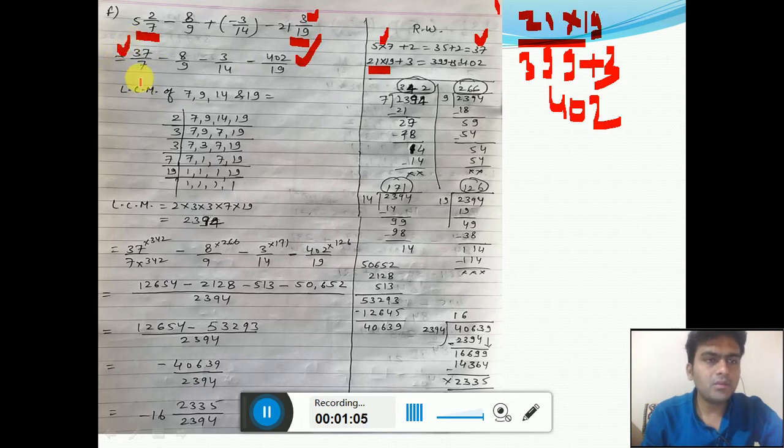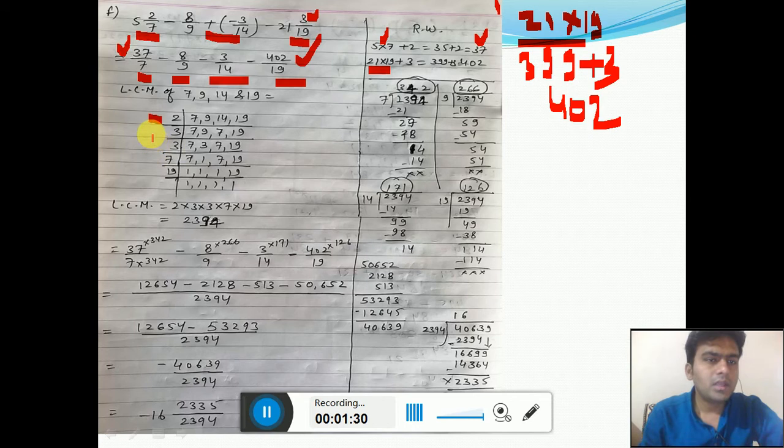Now what we will do, we will take the LCM and we will open this bracket first. Plus minus becomes minus, and the LCM of 7, 9, 14 and 19. So for the LCM of 7, 9, 14 and 19, look here, this 14 can be divided by 2, so we have written 2 here. Now 2 into 7 is 14, so here 7. All other numbers cannot be divisible by 2, so we have written them as it is.